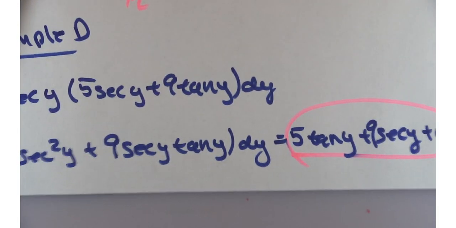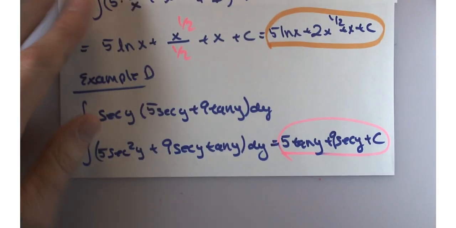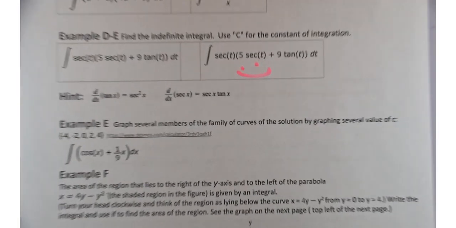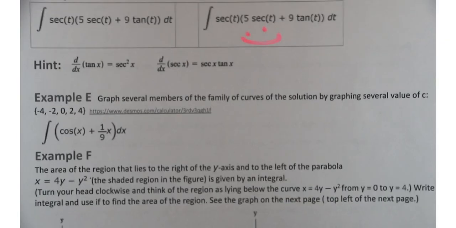Looking good. Let's keep rolling. Looks like you have that problem twice, right? So that's good news. We're done with part D. I guess this is example E. Let's move on to example E.